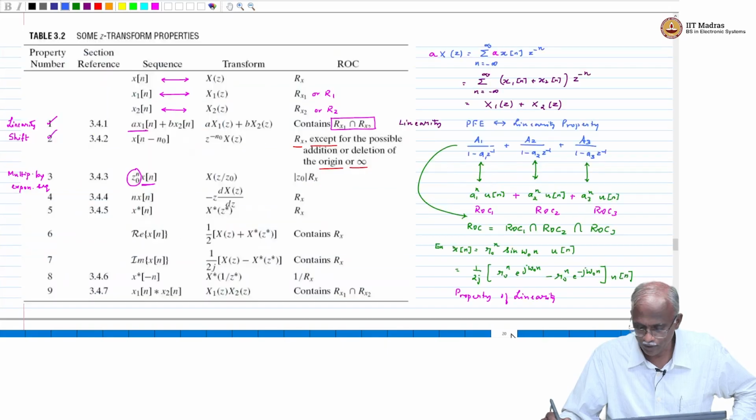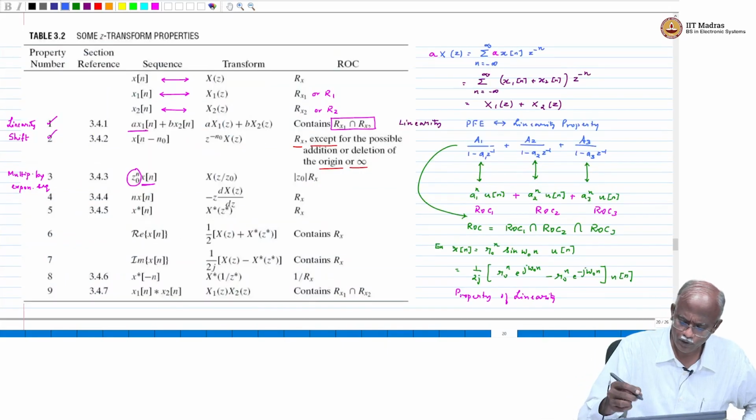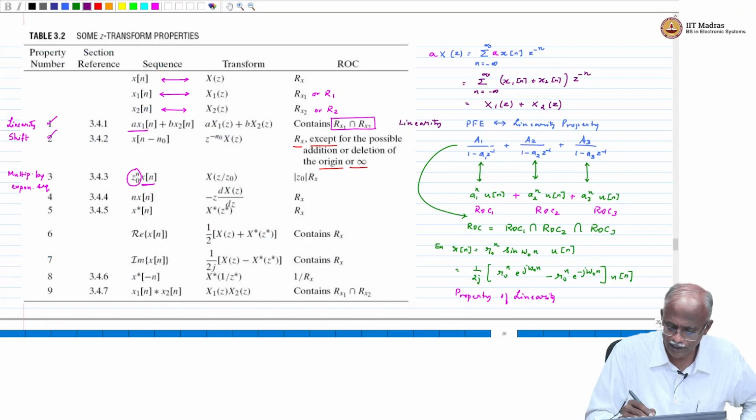Okay, so let us look one more time. We have looked at the expression that z0 power n x of n gives you x of z by z0.